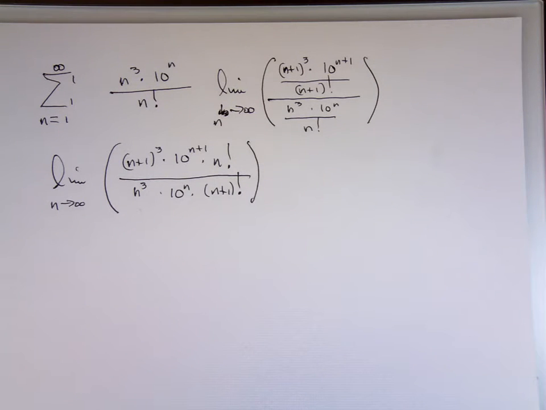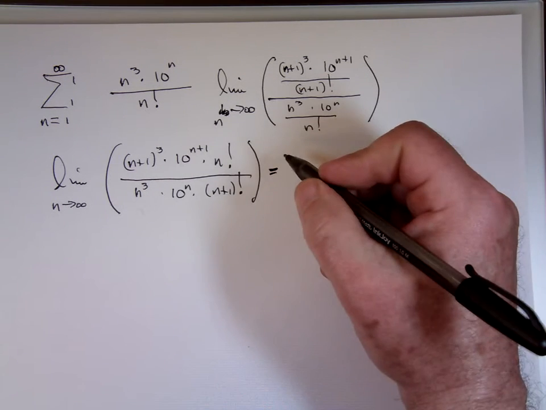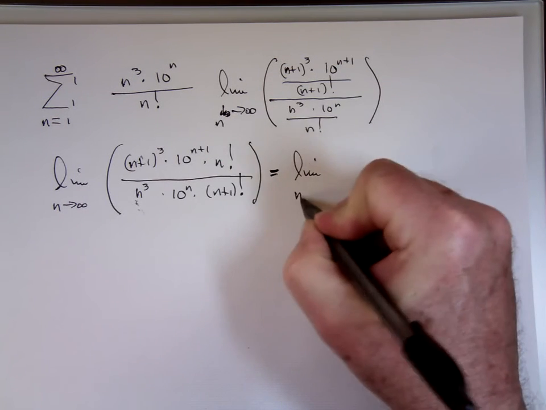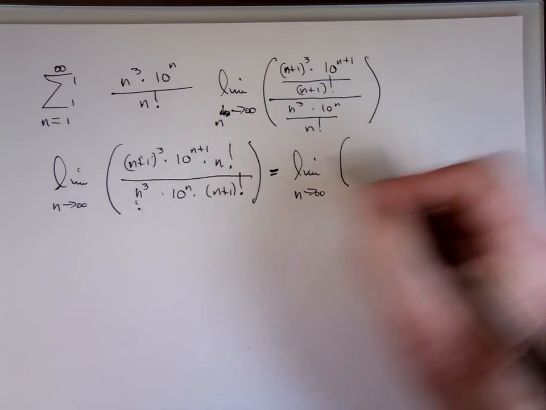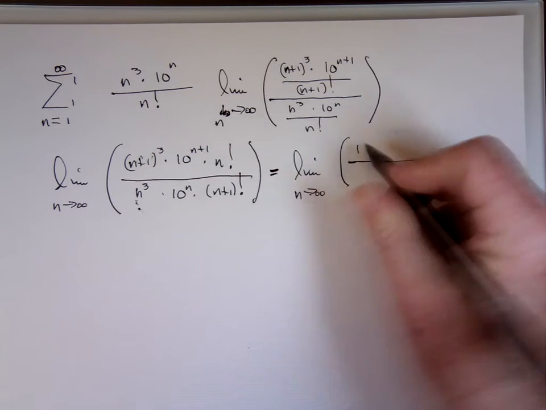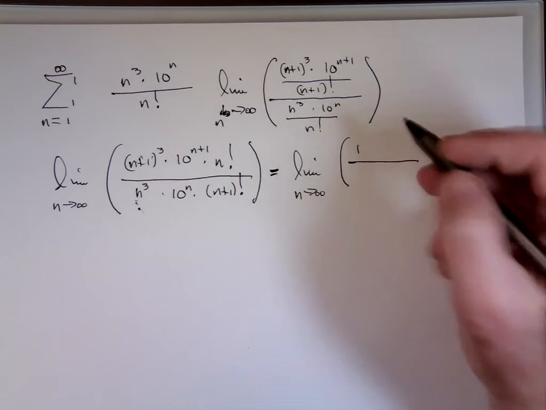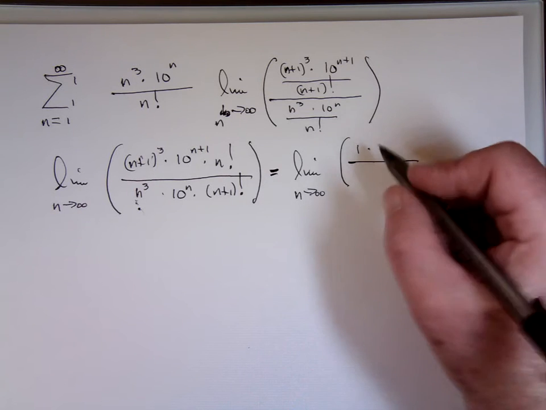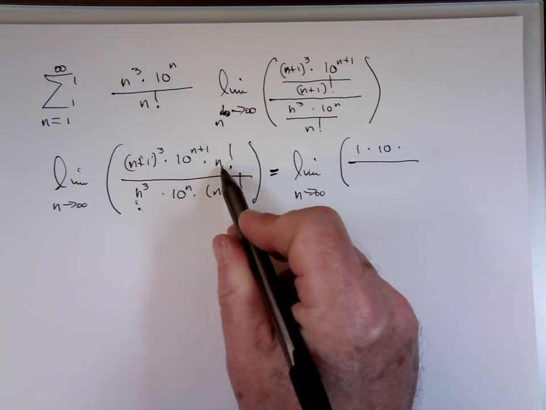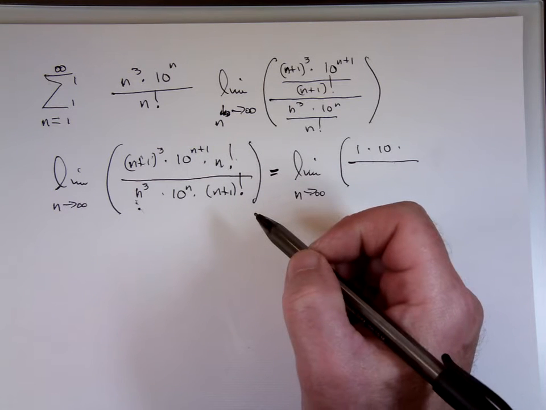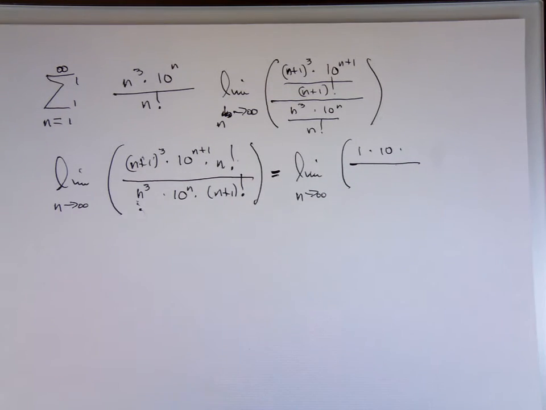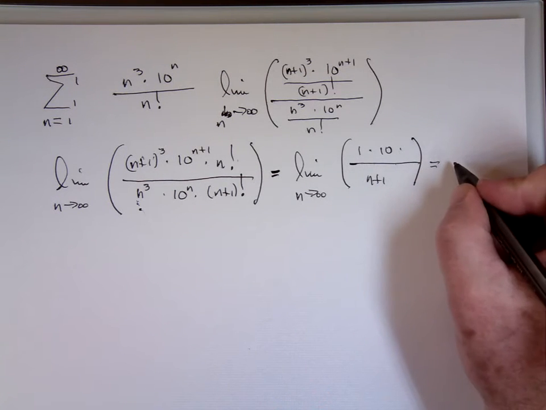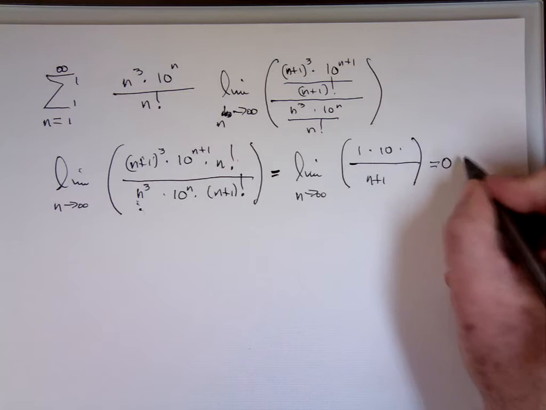So you've got n cubed on the top and bottom. So that limit is equal to what? 1. Yes, it is. So we got a 1 out of these two. And then 10 to the n plus 1 over 10 to the n gives us, oh, not 10 to the n, 10. Then I have an n factorial over n plus 1 factorial, which gives me n plus 1 on the bottom. That limit is equal to 0, since it goes to infinity, which is less than 1, therefore converges. Okay?